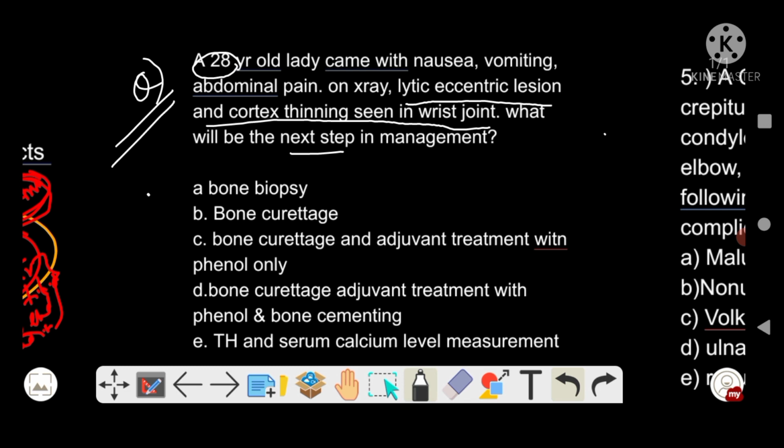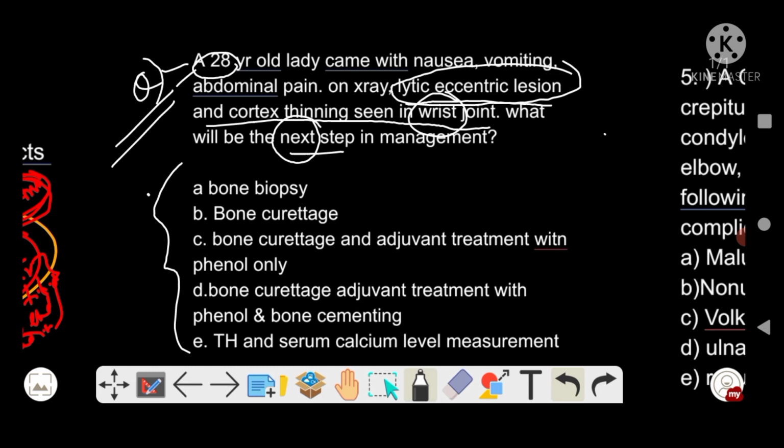Remember, they have not asked management, they asked next step in management, and the location is your wrist joint and the lesion is your lytic eccentric lesion. Age 28 year female. So the options are your bone biopsy, bone curettage, adjuvant treatment with phenol, bone curettage, phenol and bone cementing, and serum calcium level measurement. So all these are your options, right?